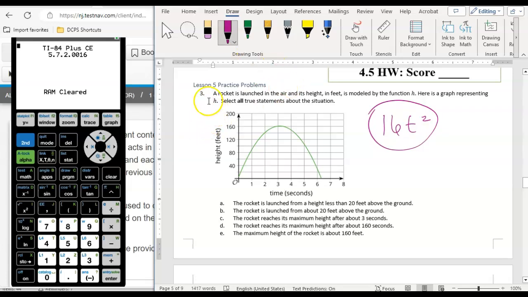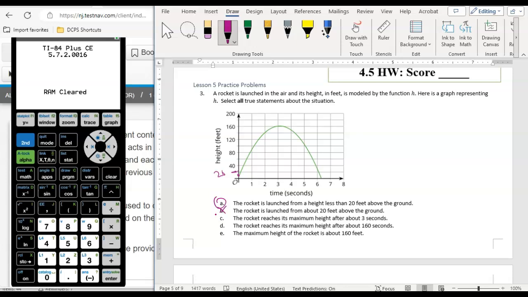So this first question, though, is really just asking you to analyze this graph. It says a rocket is launched in the air and its height in feet is modeled by the function h. Here is a graph representing h. Select all true statements about the situation. The rocket is launched from a height less than 20 feet above the ground. Well, right here would be 20, and so it does appear that the starting point on the y-intercept is less than 20. The rocket is launched from about 20 feet. It looks like it's a little bit less than that, so I'm going to say no.